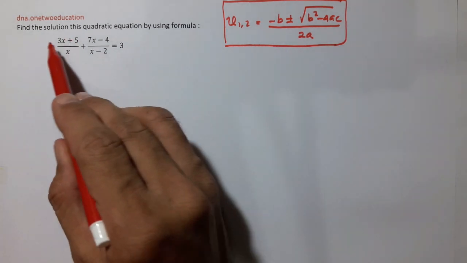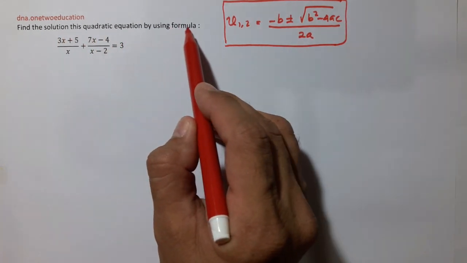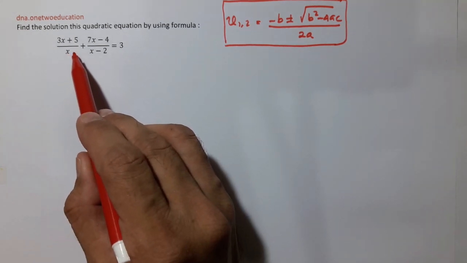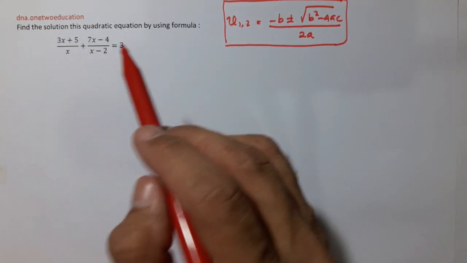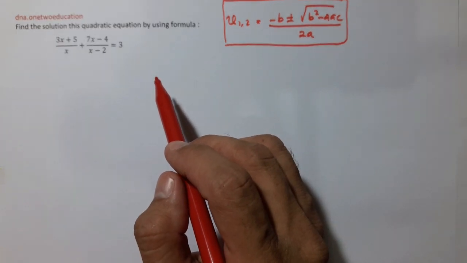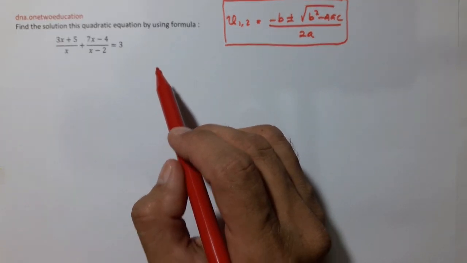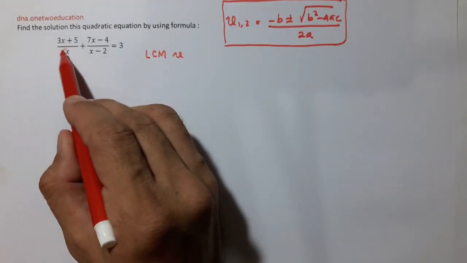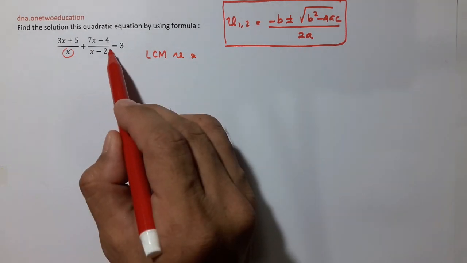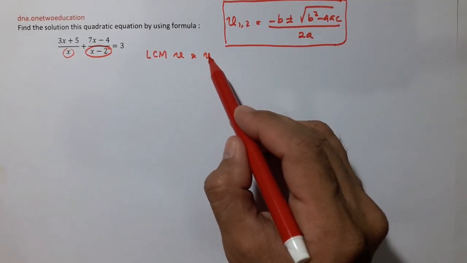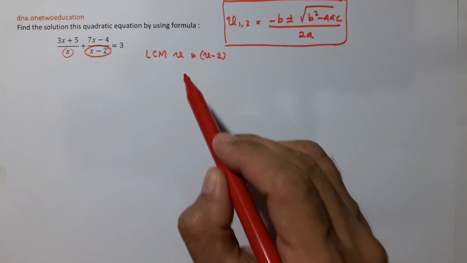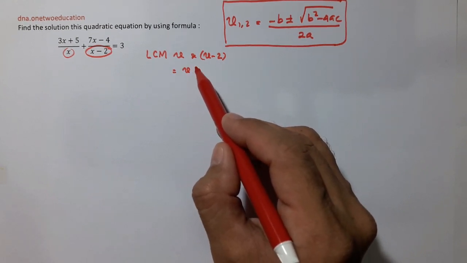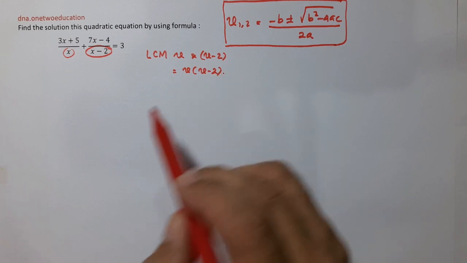Find the solution of this quadratic equation by using the formula. Everyone, you can find that this is a fraction, right? As I mentioned before, when you have a fraction, you have to find the LCM. The LCM of x and x minus 2 is x times (x minus 2), right?